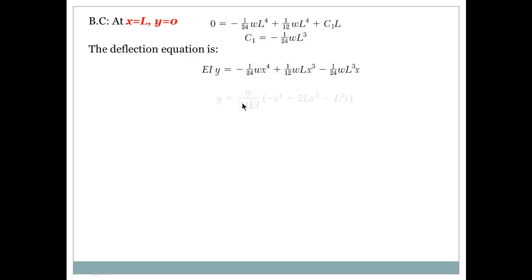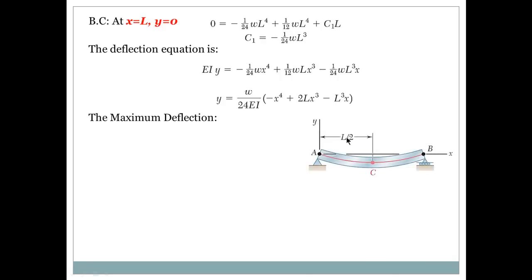Now we have a deflection equation. EIy equals this, and so y is W over 24 EI multiplied by this expression. The maximum deflection: for a simply supported beam with a uniformly distributed load, the deflection is at the midspan, at x equals L over 2. So all I need to do is substitute L over 2 into this equation. So I take away every single x and I put L over 2. I'll end up having yC, which is the point C at midspan, equals that simplification. We'll get minus 5WL to the 4 over 384EI.